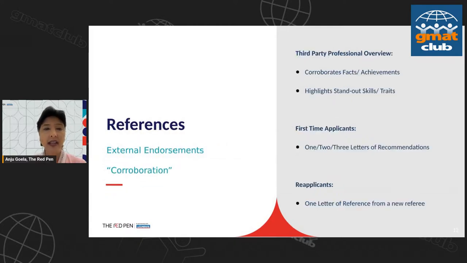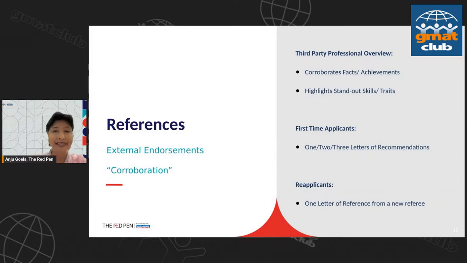Letters of recommendations or references. This is the only third-party view on your application. A lot of candidates do not pay adequate attention to this component of the application, thinking it is just a formality again. Believe you me, it is not. It can be your foot in the door to a business school.